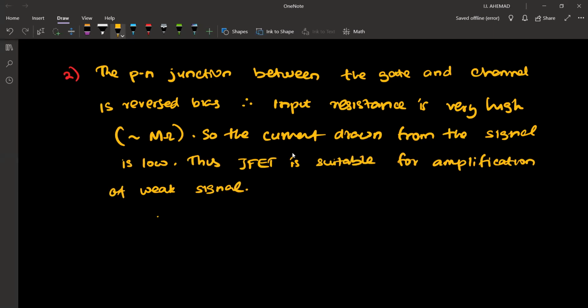In 2019, you have an essay question, part B. Try that question. Okay, so I'll clear this part.